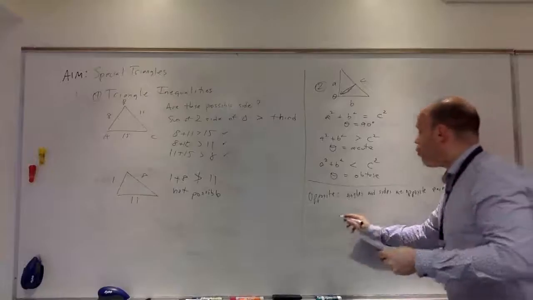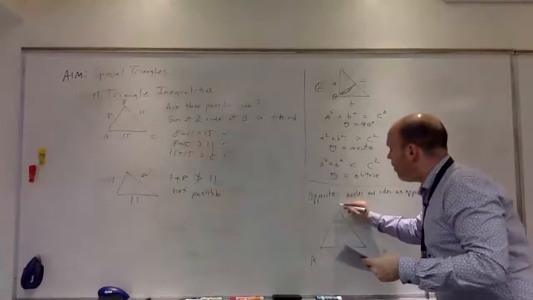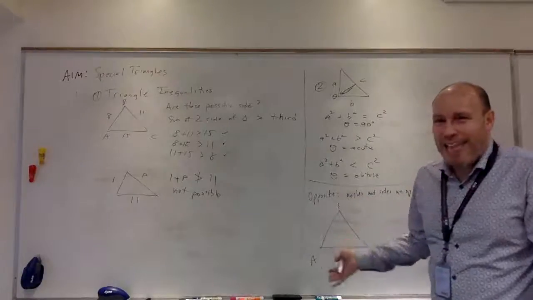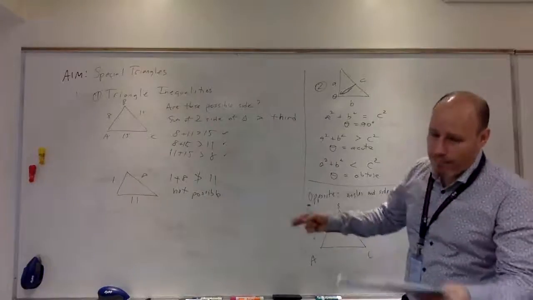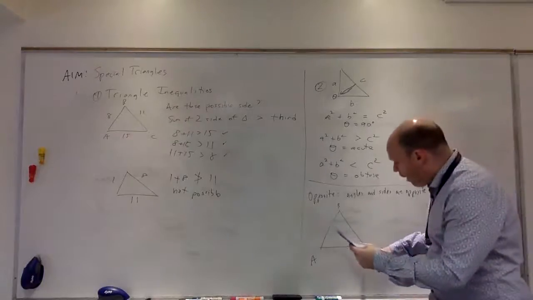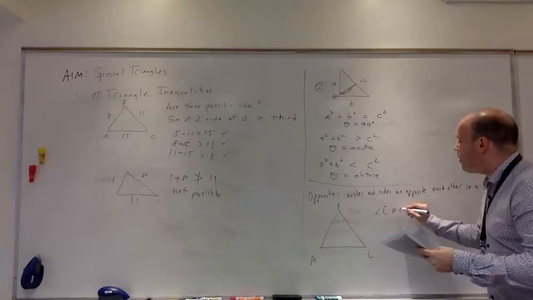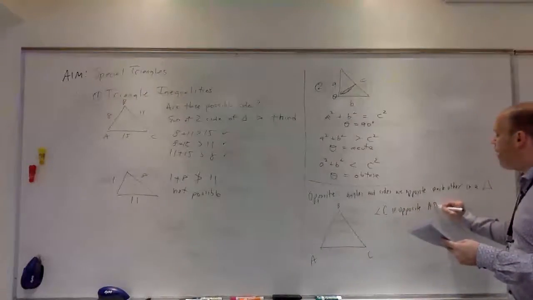So let's take a look at this triangle, A, B, C. It could be any triangle. I guess it's natural to gravitate toward an equilateral triangle, but let's talk about this. What is the relationship between angle C and the opposite? Well, we say that angle C is opposite segment AB.